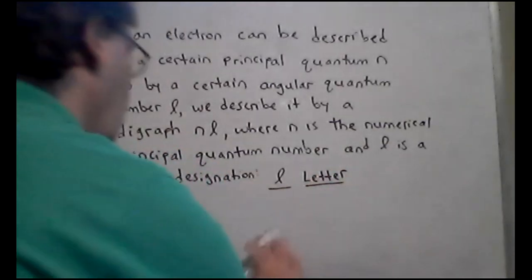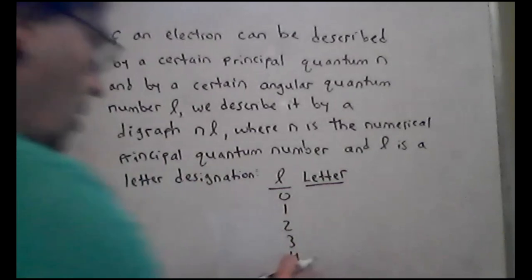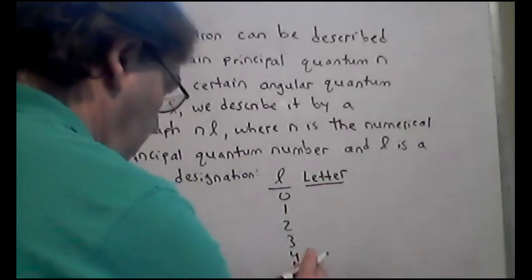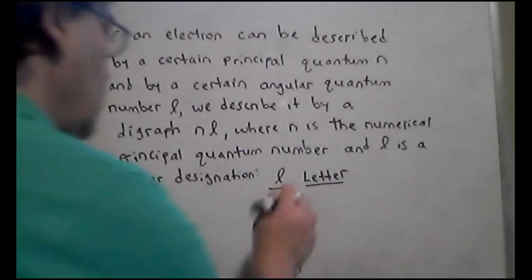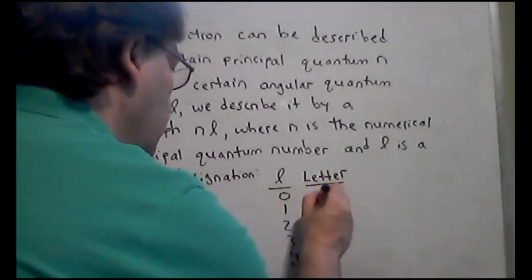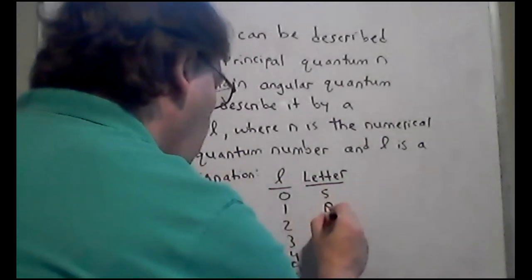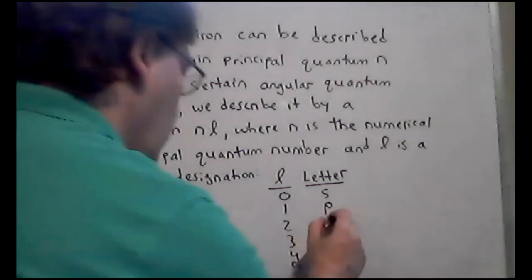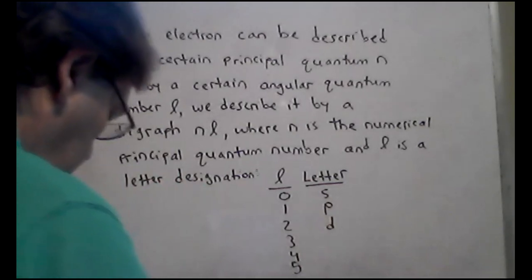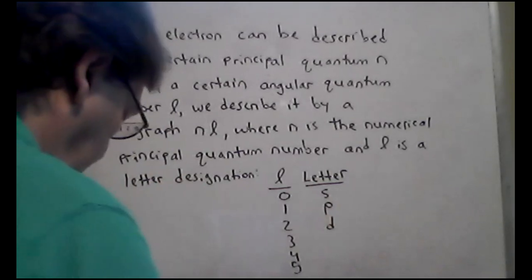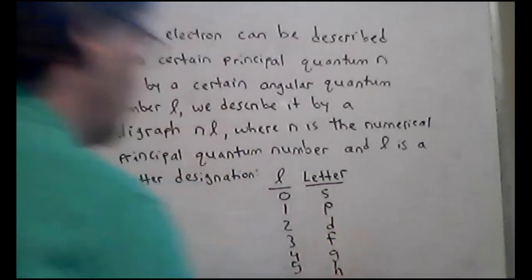Let's say I can go 0, 1, 2, 3, 4, 5, and so on and so forth. What letters would describe that? The designation is an old spectroscopic designation: l equals 0 is given by the letter S, l equals 1 by the letter P, l equals 2 by D, and l equals 3 by F. Then it goes in order, G, H, I, and so on.